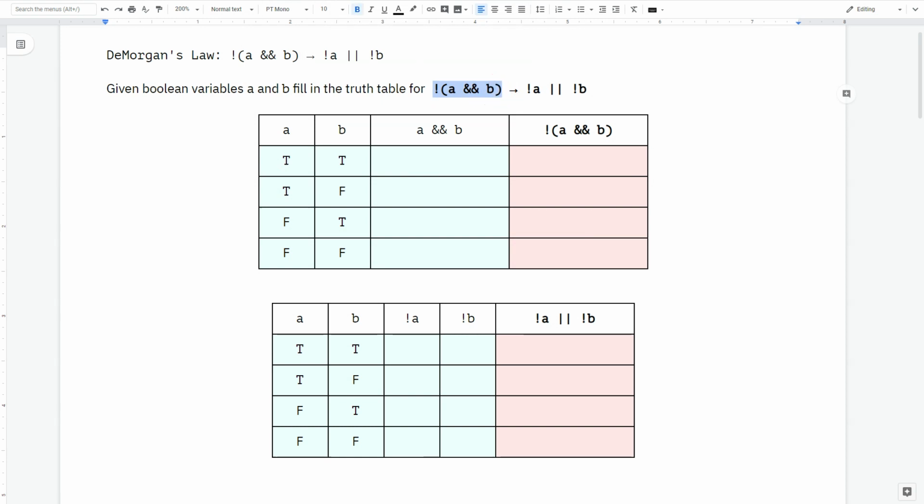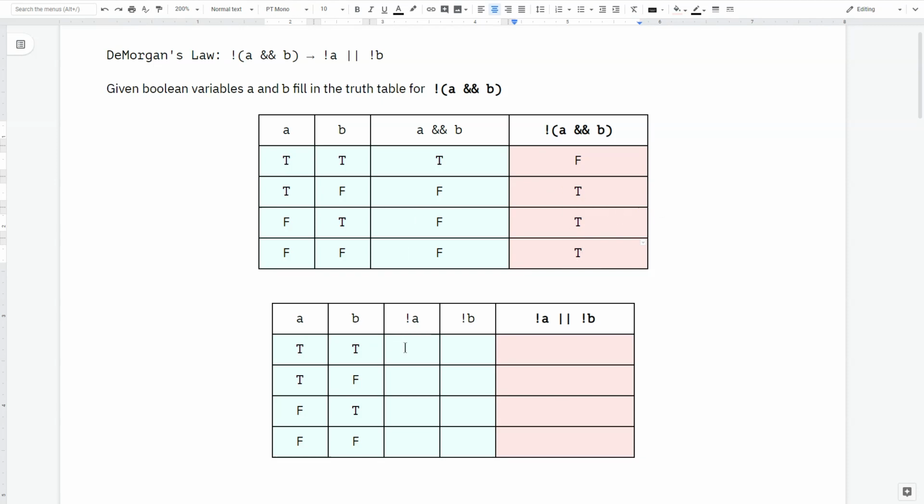So I'm just going to have not (A and B). I actually don't need this part here. And then I'm going to do the truth table for not A or not B down here. So what I want to do first is obviously set up the truth table for A and B. And then I'm going to say A and B is true only when both are true. And then not whatever's in this column is going to be the opposite. So it's going to be false, true, true, true. So that's my first truth table.